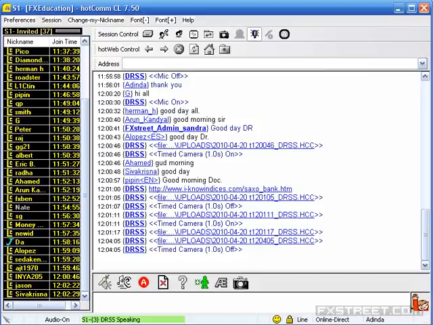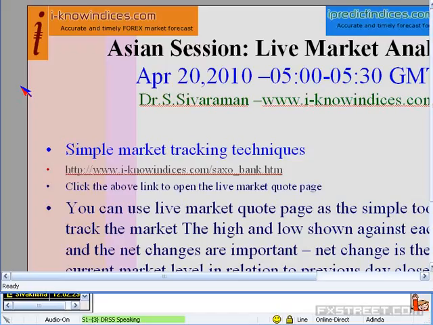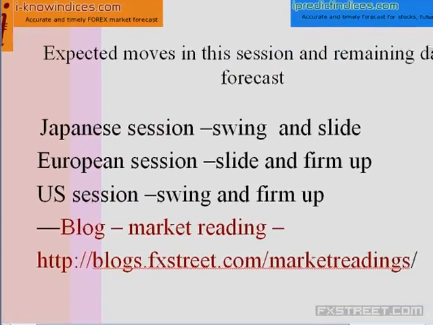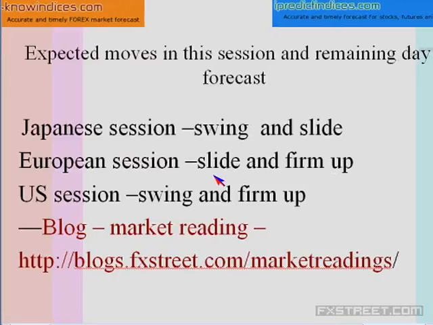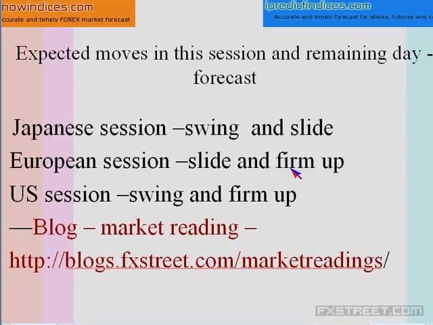Let me fix the camera over that of the PowerPoint presentation and explain the forecast. During the Japanese session, swing and slide moves are expected in the case of Euro and GBP, and subsequently during the European session or before the start of the European session, there could be a dip and then subsequently firming up moves are expected. And during that firming up move, they could cut the high and go above. And during the US session, Euro and GBP are expected to again swing from that of the high to the middle level and then gain further level during the day.